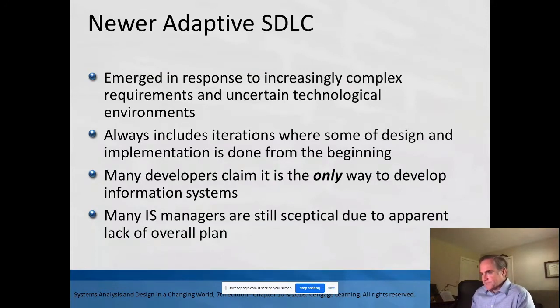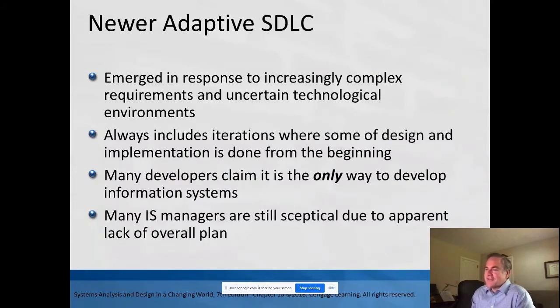I would say this third point, yeah, it's true. But I think it leaves a lot open to interpretation what the author meant by many developers claim it's the only way to develop information systems. That's true, but there also are many developers who claim that waterfall is the only way to develop information systems, even today. So I'm not sure exactly what they meant by that. Yes, people are biased and prejudiced with concepts for sure. But nonetheless, I suppose it's true.